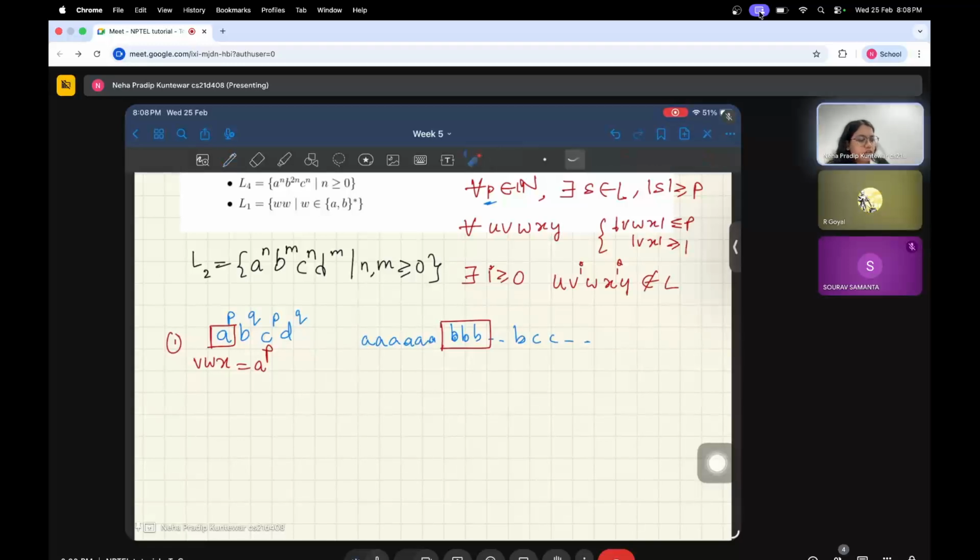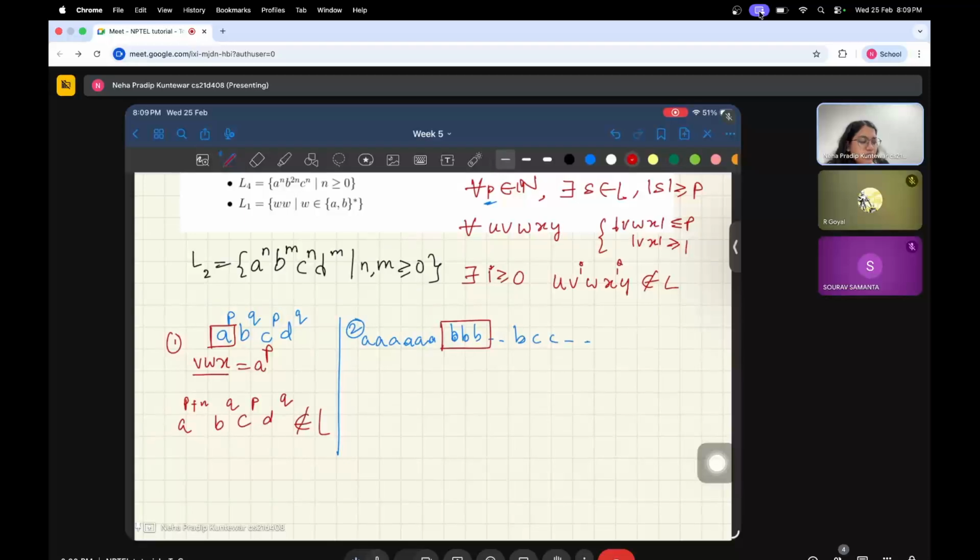So let's first do this case. The second case is going to be very similar. What is the issue here? If the entire VWX is contained inside A, then if we pump more A's, you will get A to the P plus some n, B to the Q, C to the P, D to the Q, and now we are violating the fact that the number of A's here and the number of C's here should be the same. So this will not be in the language.